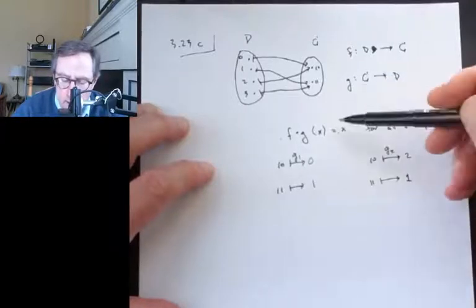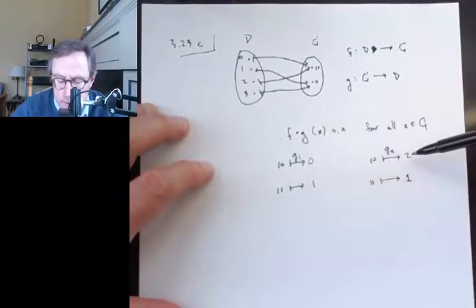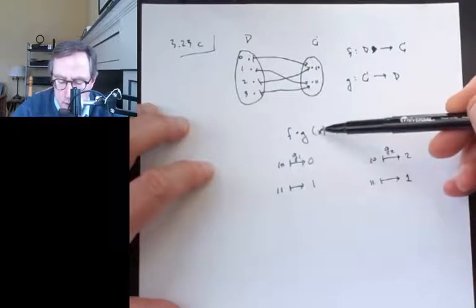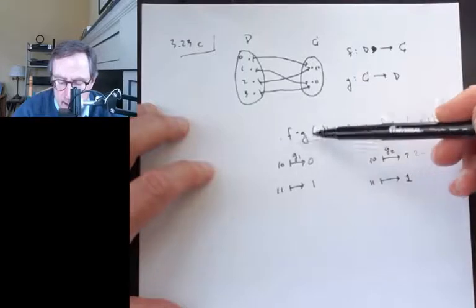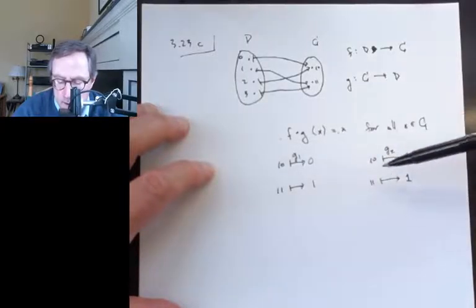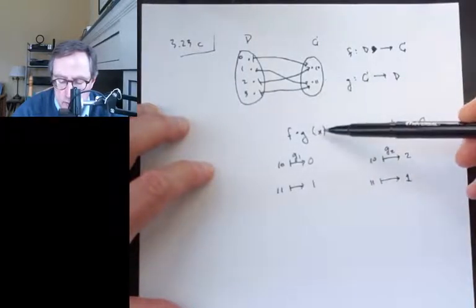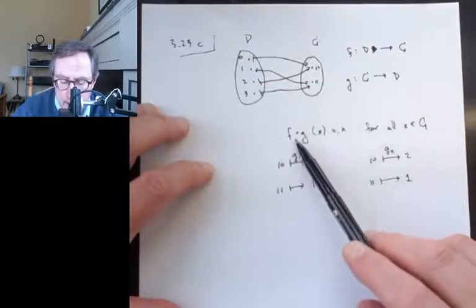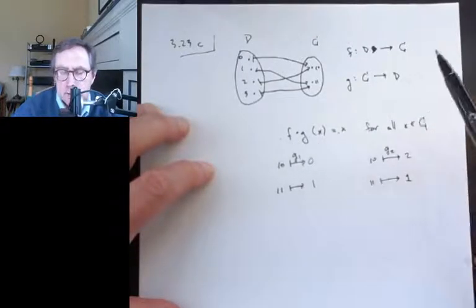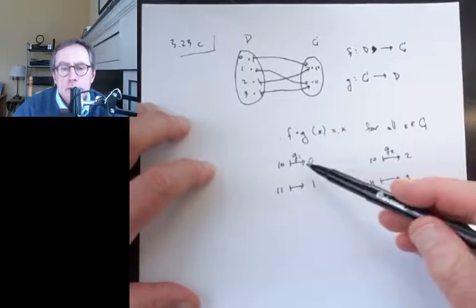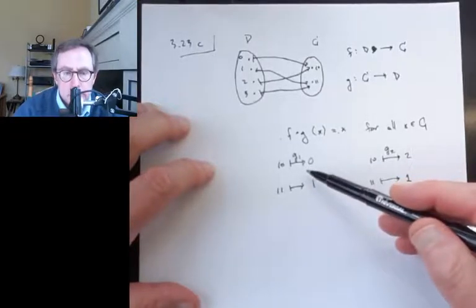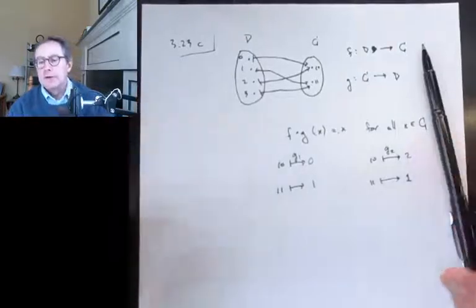And again, does this equation work here? So let's try it. G2 of 10 is 2. And 2 maps back to 10. F takes 2 back to 10. G2 of 11 makes 1, and F takes 1 back to 11. So that's right. So these are two different right inverses of F.